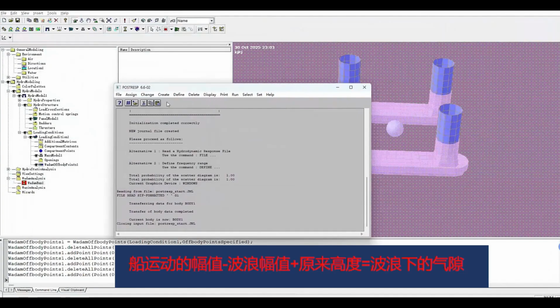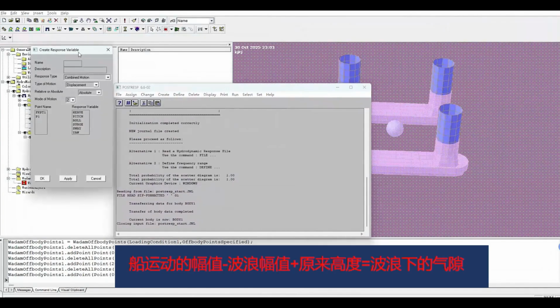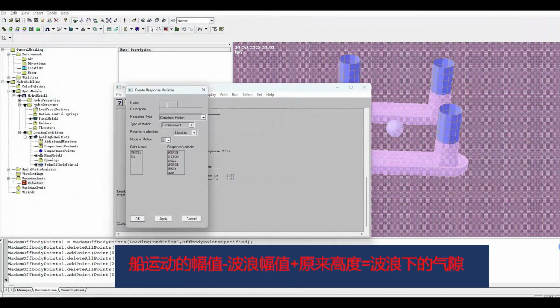Alright, for the next step, we're going to create a variable. Please go ahead and name this variable mot. Mot means motion. Okay, we select the motion of the first point, which is P1, and then check all these corresponding variables. What does this mean? Because you need to look at this point on your ship, which is the motion of your P1 point.